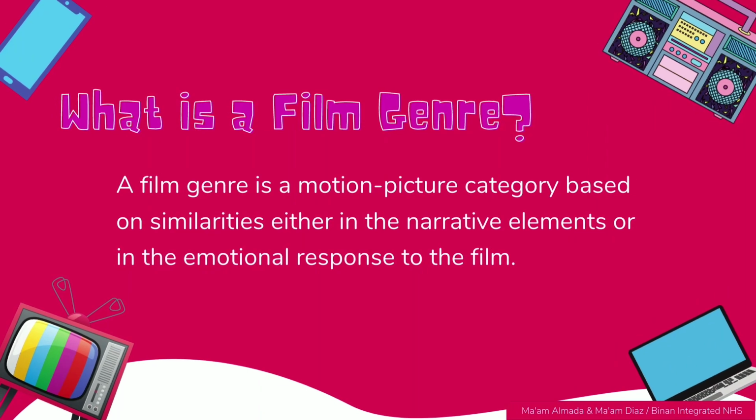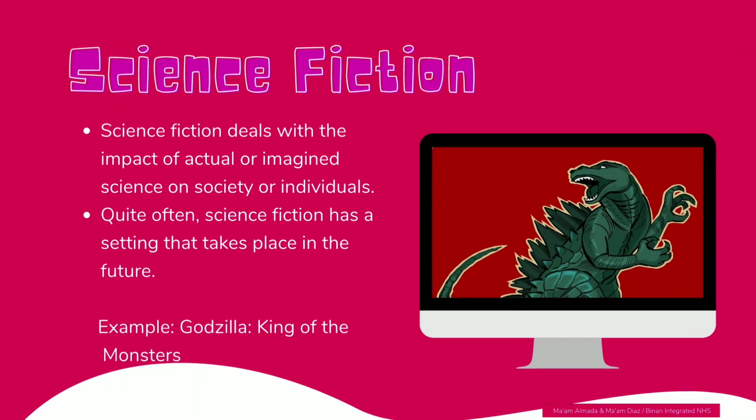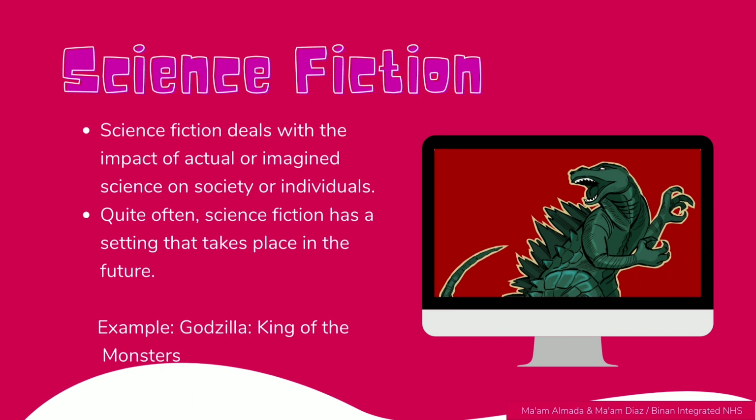Let's now move on to film genre. What is a film genre? A film genre is a motion picture category based on similarities either in the narrative elements or in the emotional response of the film. Science fiction. Science fiction deals with the impacts of actual or imagined science on society or individuals. Quite often, science fiction has a setting that takes place in the future. Example: Godzilla, King of the Monsters.